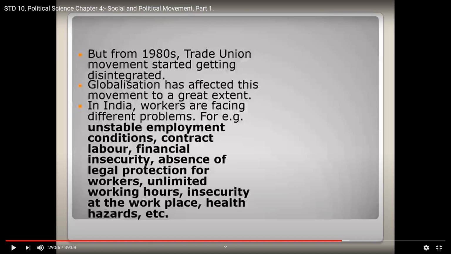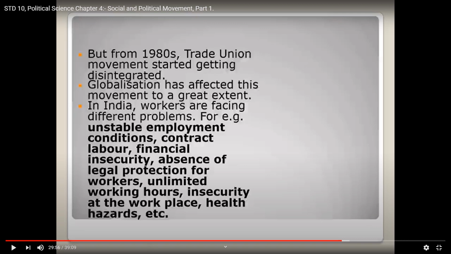But from the 1980s, the trade union movement started getting disintegrated. Disintegrated means the trade unions were no more strong. They were no more that important. Importance was not given. Globalization has affected this movement to a great extent. In India, workers are facing different problems. For example, unstable employment conditions, contract labor, financial insecurity, absence of legal protection for workers, unlimited working hours, insecurity at the workplace, health hazards, etc.